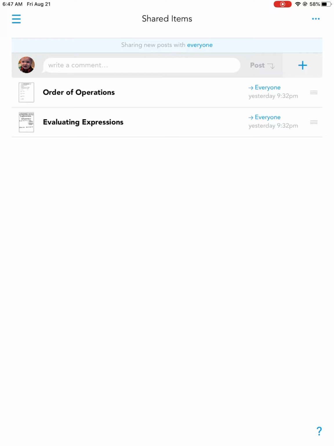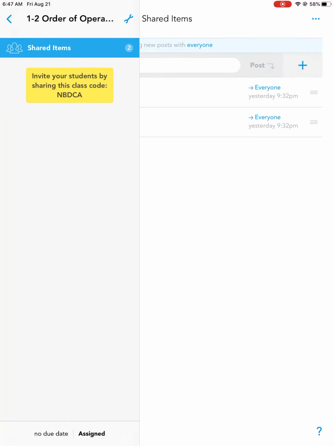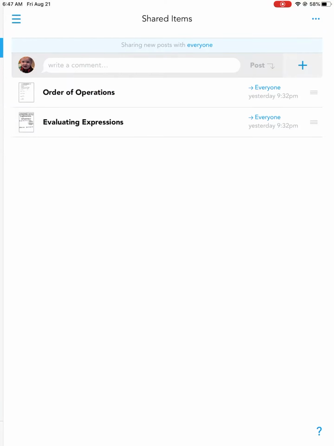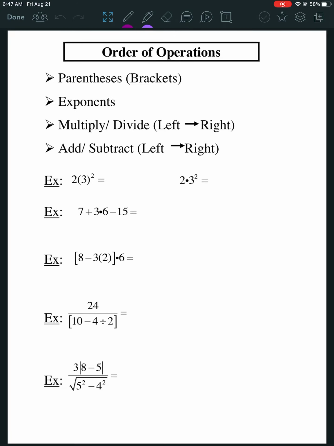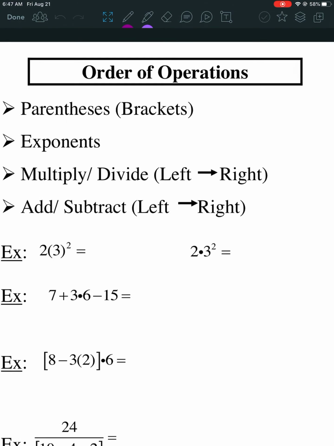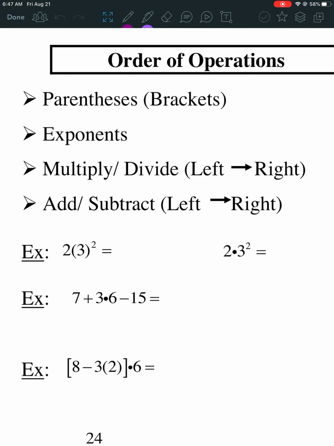Again, notice that there are two files in this folder in our Show Me Math 1-2 order of operations. We're going to first talk about order of operations, and then we're going to evaluate expressions that have variables in them. So at the top here, order of operations should not be a new concept. This is review from previous grades.